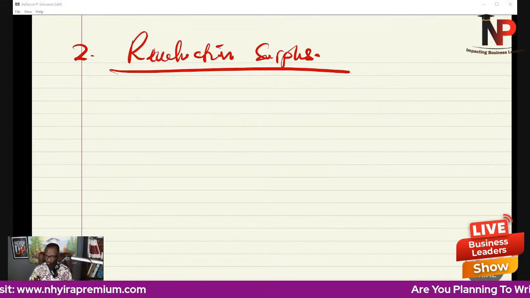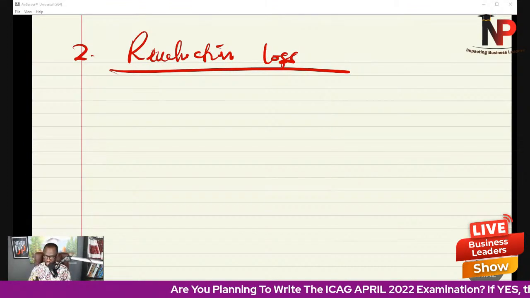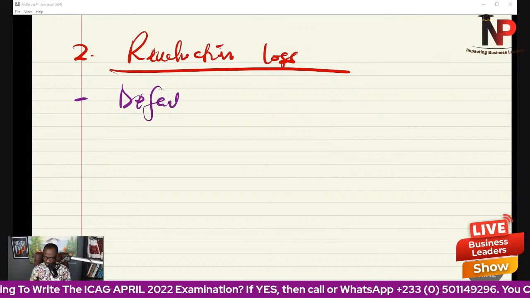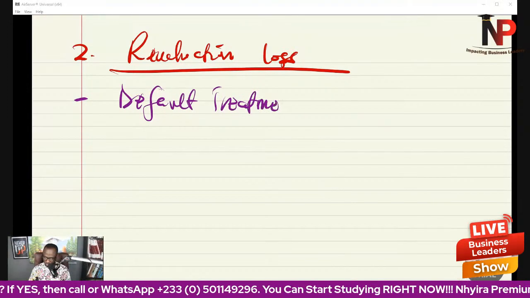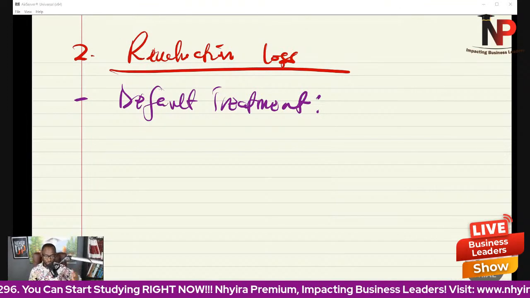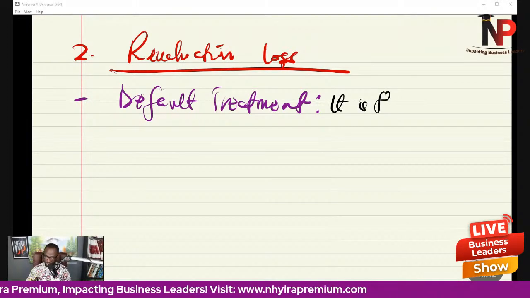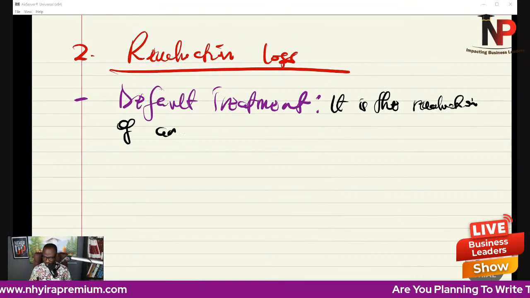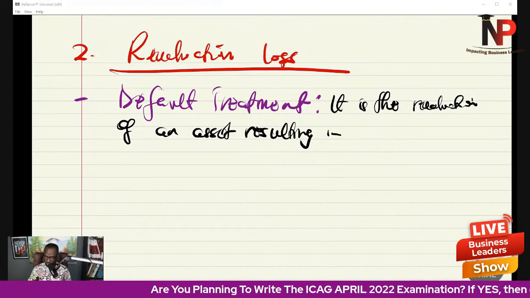So if we are dealing with revaluation loss, what is the default treatment? Let's look at the default treatment first. Now, the default treatment is where an asset is revalued for the first time and results into a loss. So it is the revaluation of an asset resulting into a loss.